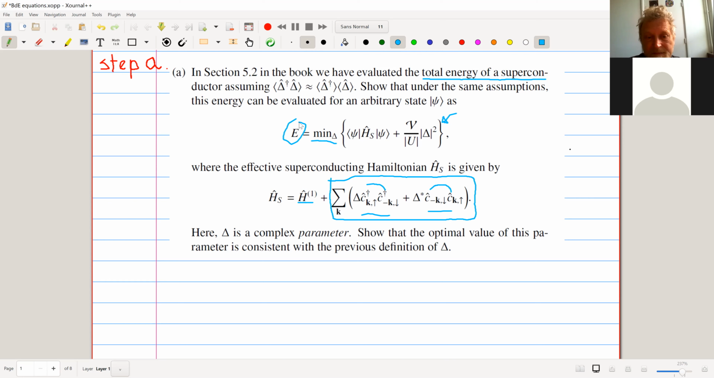So the expression to minimize has terms. One depends on delta and doesn't depend on any operators, so it's just a function of delta. It's a quadratic function. We can easily minimize a quadratic function. All right, so what is the minimum? If you take only this term into account, what would be the minimum with respect to delta?